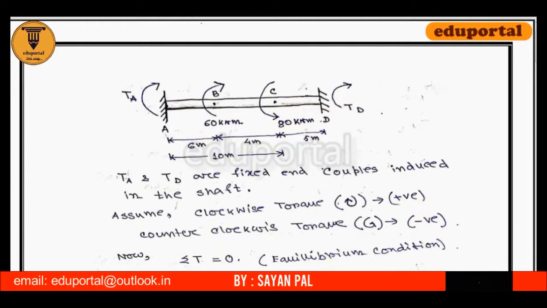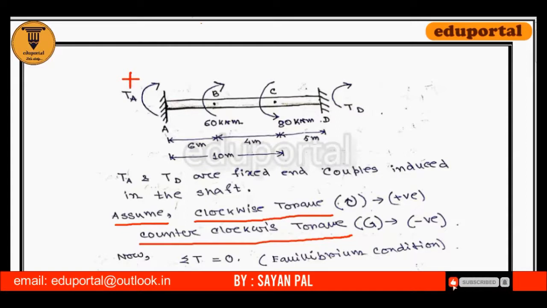Okay, now let's see the solution. The solution says that this is TA. Here is the assumption: clockwise torque is positive and counterclockwise torque is negative. We have assumed TA, the reaction at left end, clockwise means positive. TD, reaction at right end, clockwise means positive. Okay, and this is 60 kilonewton meter, positive clockwise, and this is 80 kilonewton meter, negative anticlockwise. So this is the question given. Now how will we solve it?